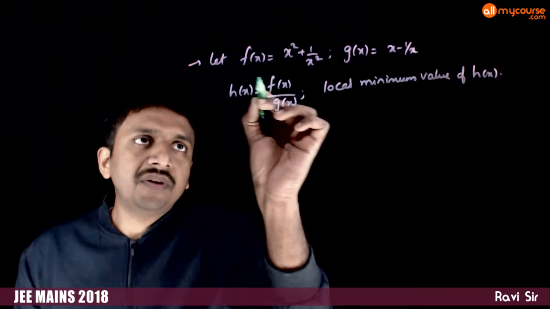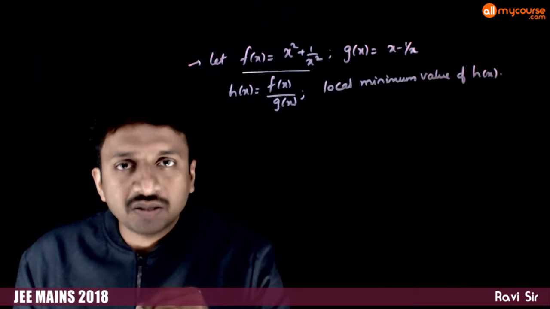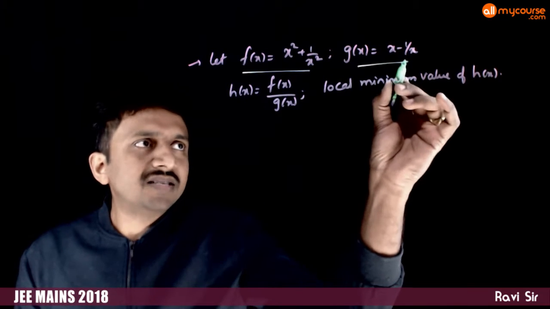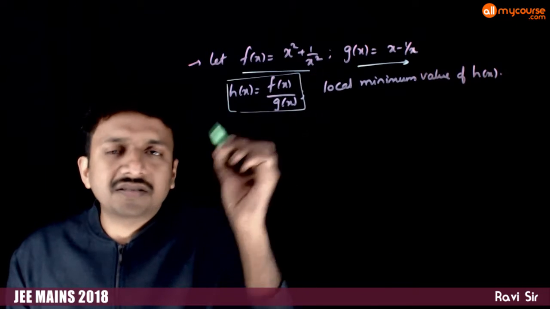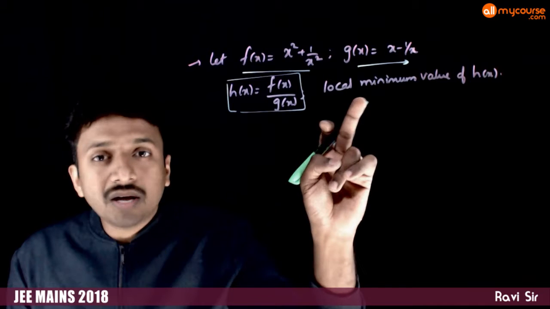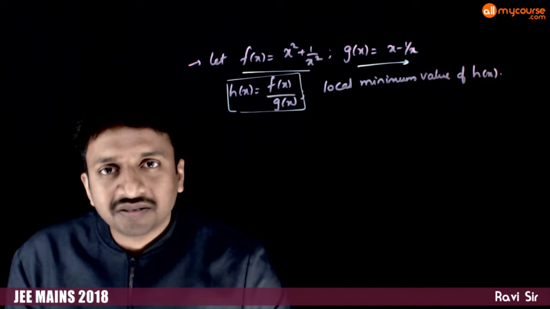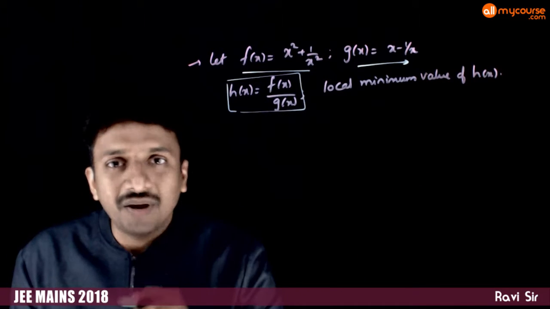In this question, you are given f(x) is x square plus 1 by x square, g(x) is x minus 1 by x, h(x) is f(x) by g(x). What is the local minimum value of h(x)? What is the local minimum of h(x)?